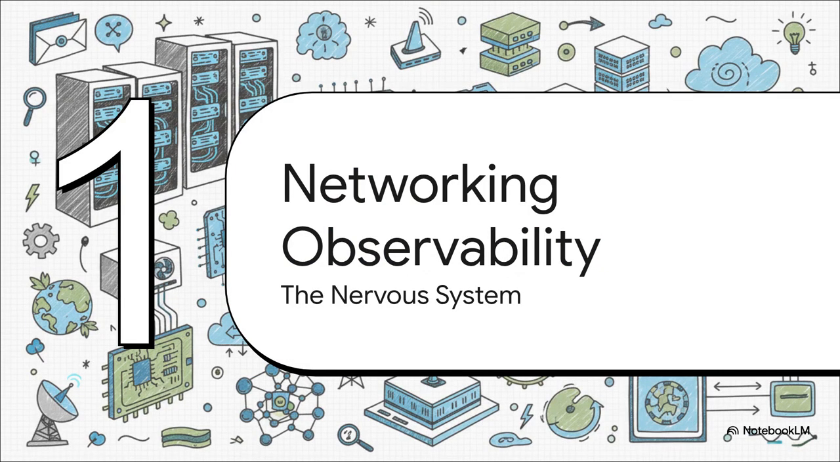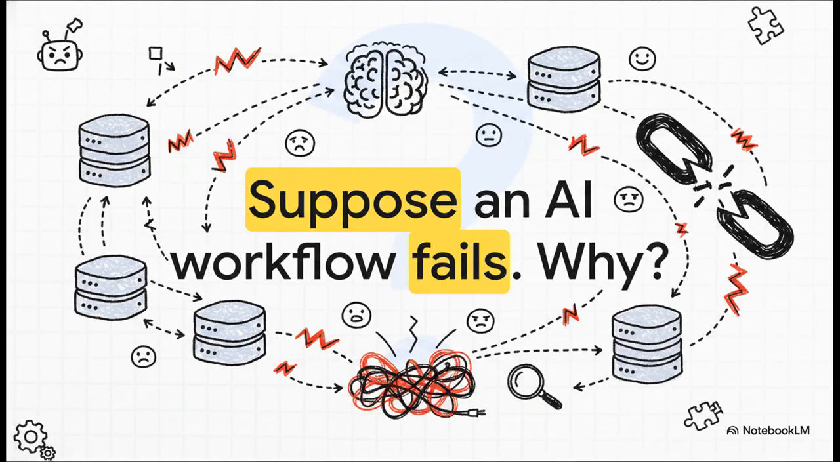Which brings us to part 4, networking and system observability, the nervous system. Getting all these agents, GPUs, retrieval tools, and memory states to constantly talk to each other requires an overwhelming volume of internal communication. So let me pose a question to you. Suppose an AI workflow fails. A prompt gives you a broken response. Why did it happen? When you have this massive amount of complex machine-to-machine traffic moving constantly across the internet, actually finding that broken link becomes an enormous, incredibly frustrating debugging challenge for the engineers.